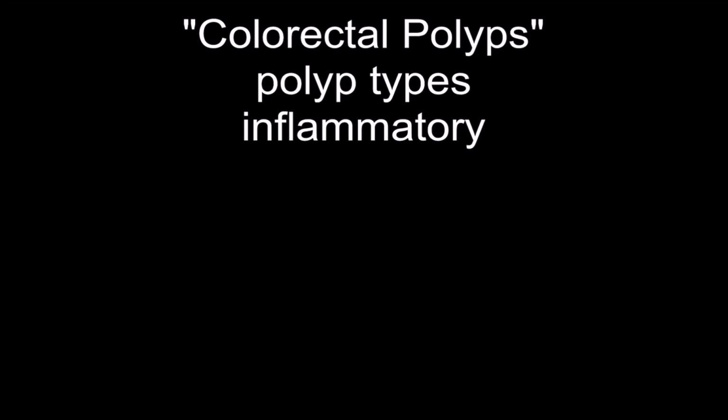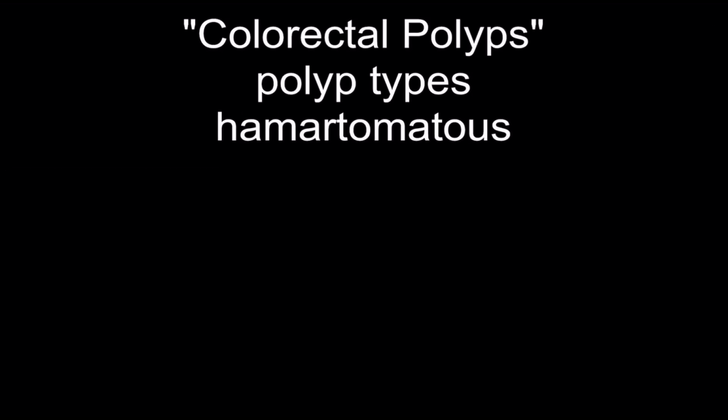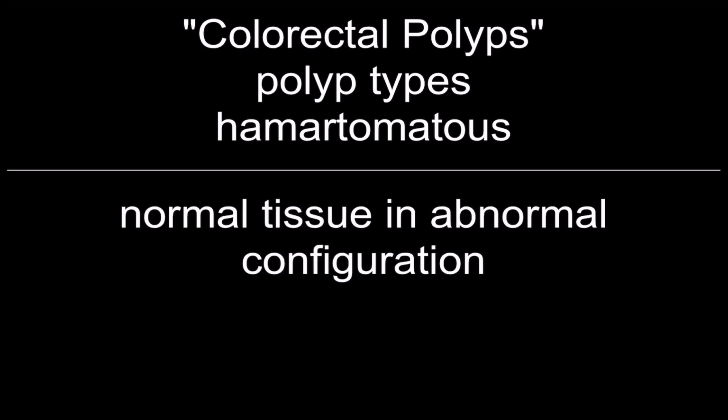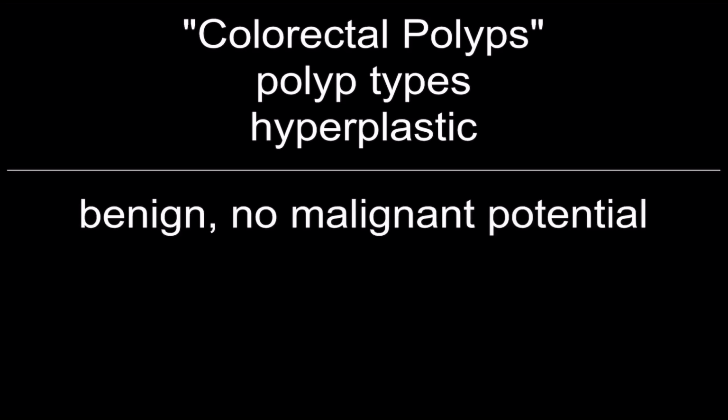What are the polyp types that are inflammatory in colorectal polyps? In Crohn's or UC, but it's not pre-malignant. What are hamartomas? Hamartomatous polyps. Normal tissue in abnormal configuration. What are hyperplastic polyp types? Benign, no malignant potential.